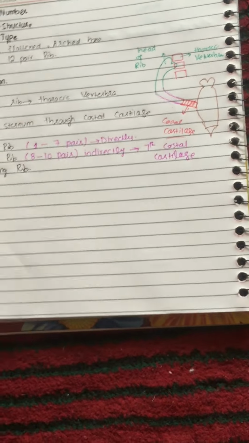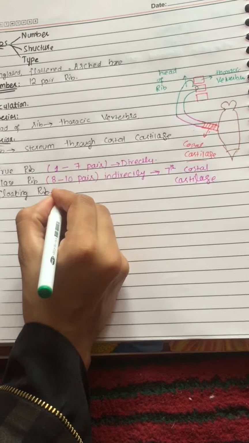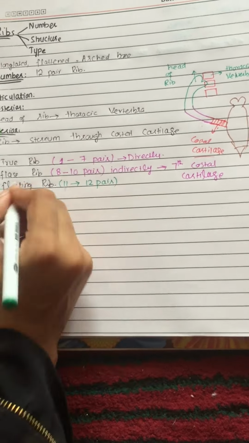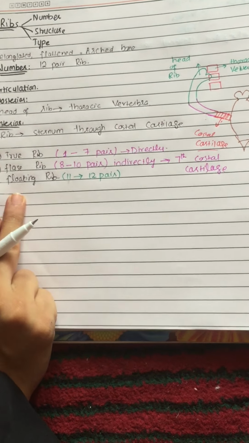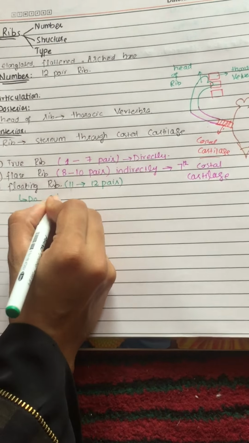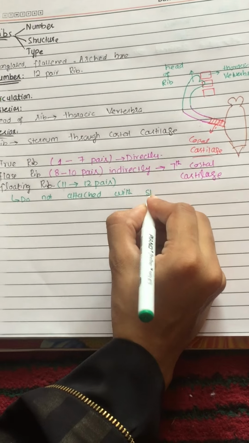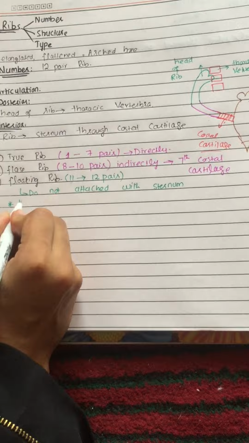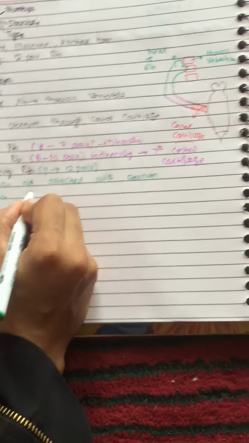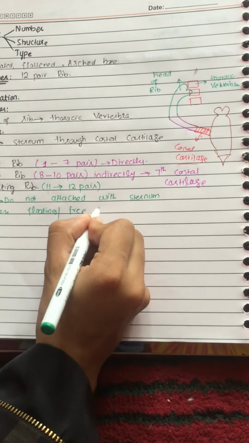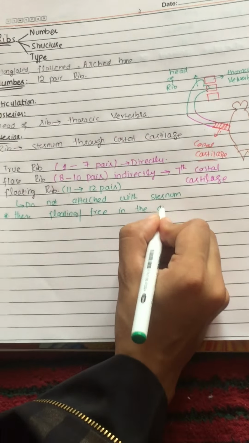And floating ribs: 11 to 12 pairs of ribs. These are floating ribs. These ribs do not attach with the sternum. These are free in the abdominal cavity.